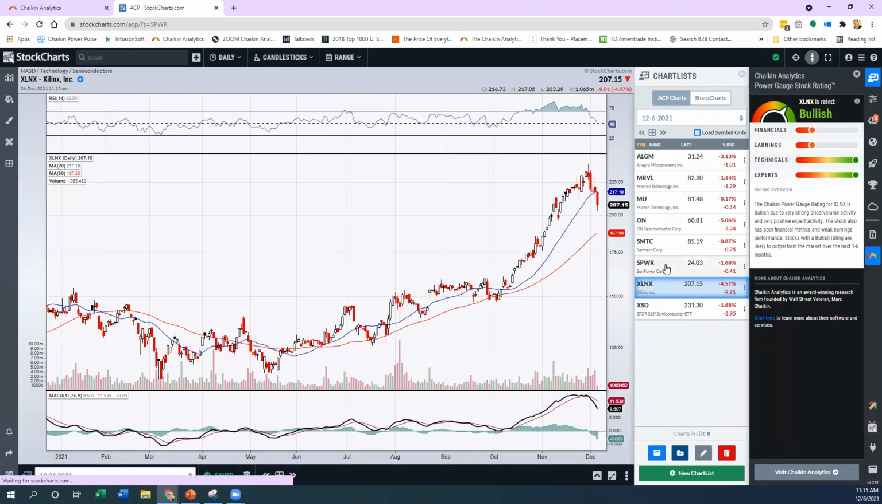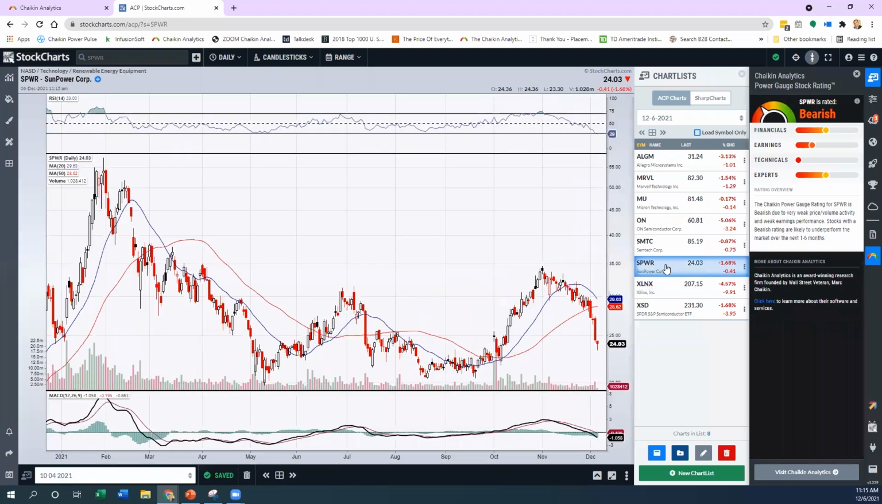Now let's look at the one that's coming up with a negative setup. This is SunPower. Now, bearish on the Power Gauge. Chart does not look great. Definitely oversold on the RSI. MACD just crossed below the zero line, so that could be one negative as well. But let's go take a look.